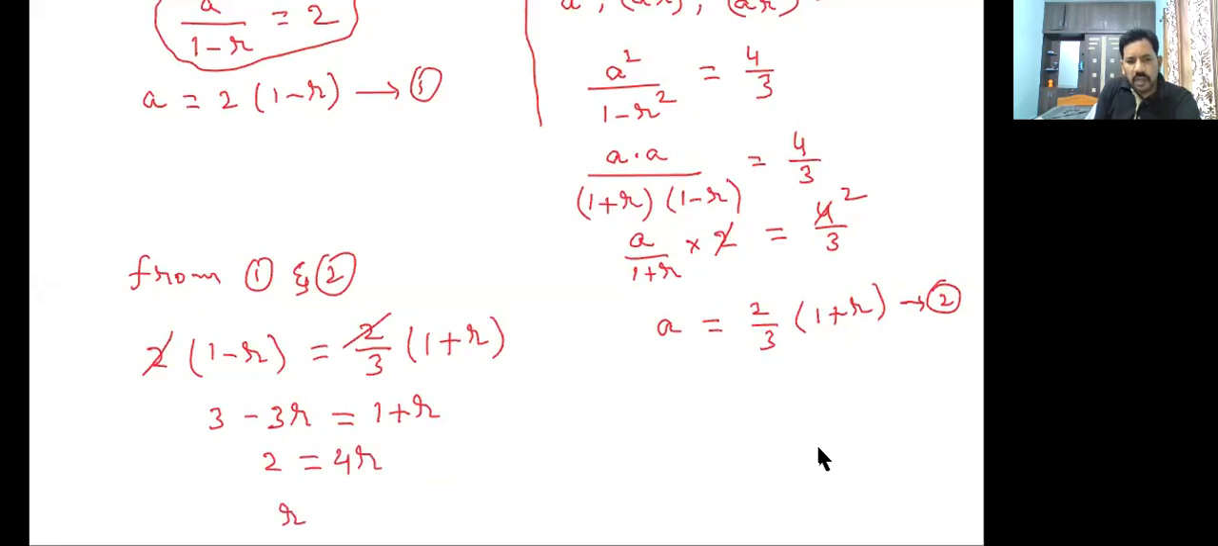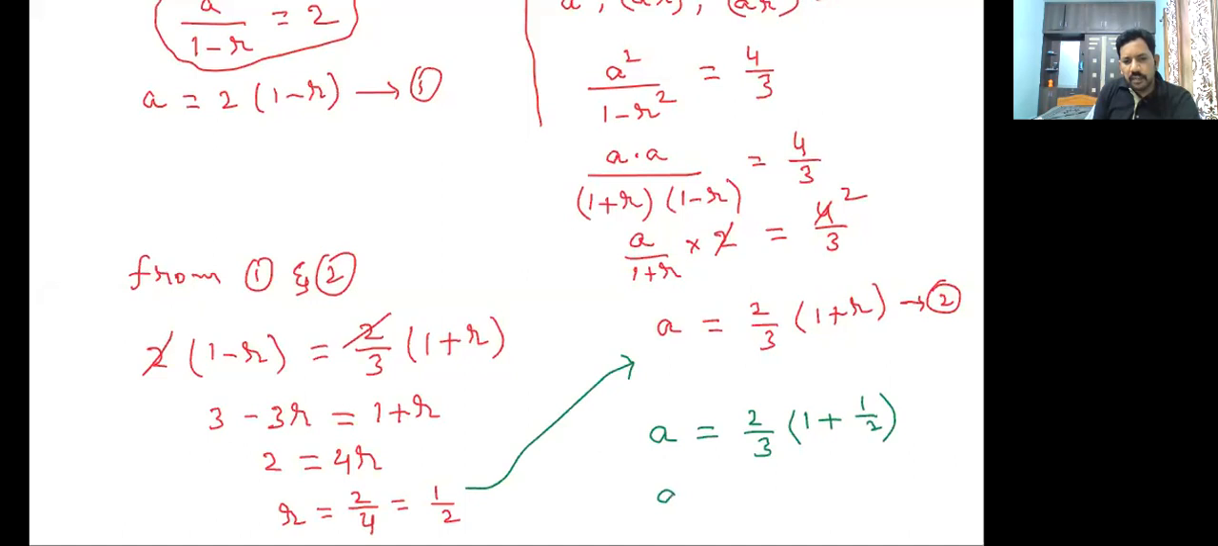Then what is the r value? 2 by 4, that is 1 by 2. Substitute this value here: a is equal to 2 by 3 into 1 plus 1 by 2. So what are you getting? a is equal to 2 by 3 into, this is 3 by 2. That value should be 1.